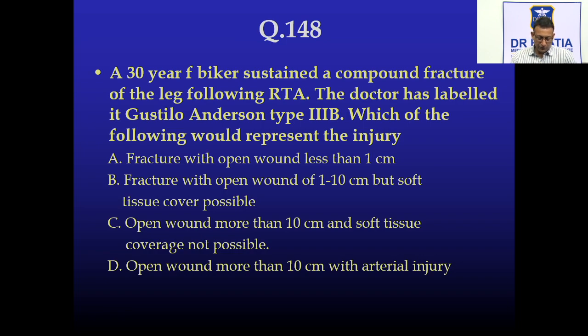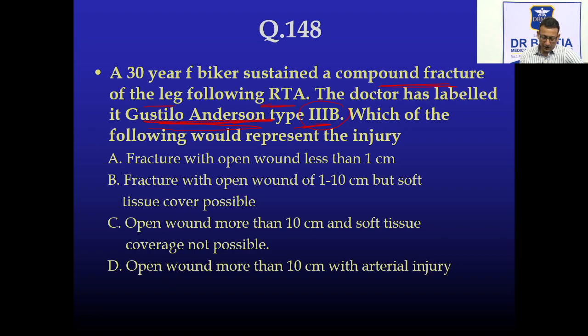So question number 148, a 30-year-old biker sustained a compound fracture of the leg following a road traffic accident. The compound fracture, open fracture of the leg, following road traffic accident, high energy injury. The doctor has labeled it Gustilo-Anderson type 3. So this is an open fracture which is classified according to the Gustilo-Anderson classification, and this fracture was labeled as type 3B fracture. Which of the following would represent the injury?